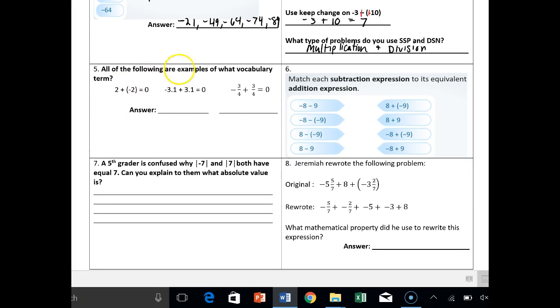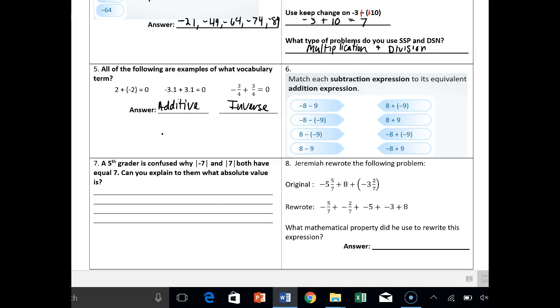So, number 5, all the following terms are examples of what vocabulary word? Negative 2 plus 2, or 2 plus negative 2 is 0. Negative 3.1 plus 3.1 is 0. Negative 3/4 plus 3/4 is 0. Opposites add up to 0. Oh, that's called the additive inverse. Opposites add up to 0.